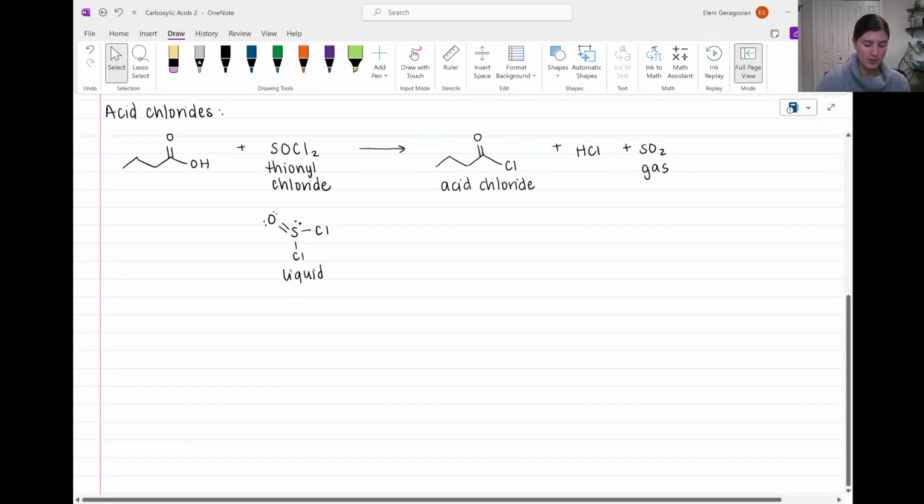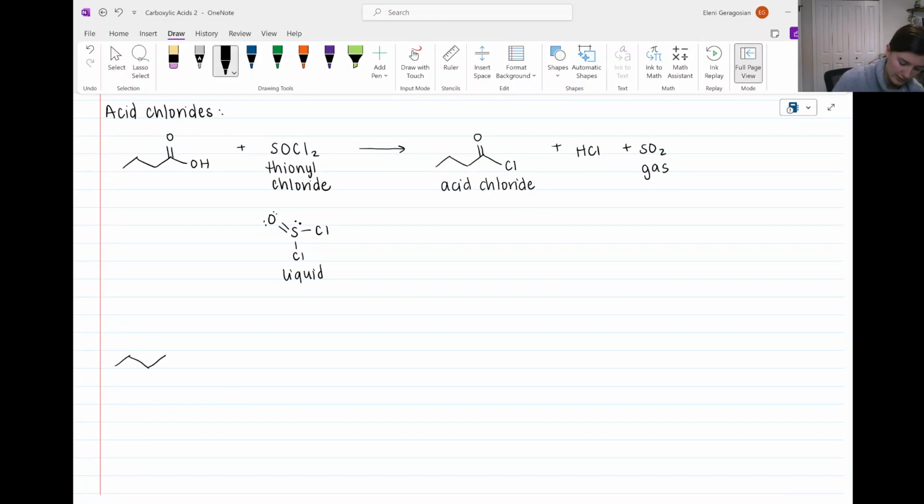There's one more reagent we'll talk about that can do the same thing. This would be phosphorus pentachloride. So we'll show a similar reaction, again with butanoic acid, plus PCl5. PCl5 is phosphorus pentachloride.